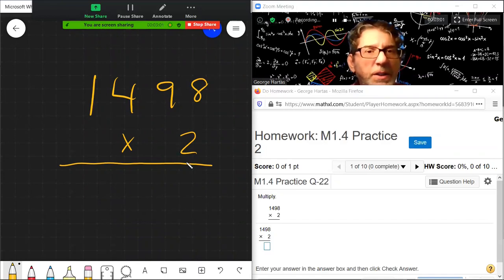2 times 8 is 16. Right-hand digit goes here. Left-hand digit goes here. We're going to add that to the result of this multiplication. That's why that plus is there. Then you're going to multiply. 9 times 2 is 18. 18 plus 1 is 19. Put the right-hand digit underneath here. And then the left-hand digit, bring it over here.